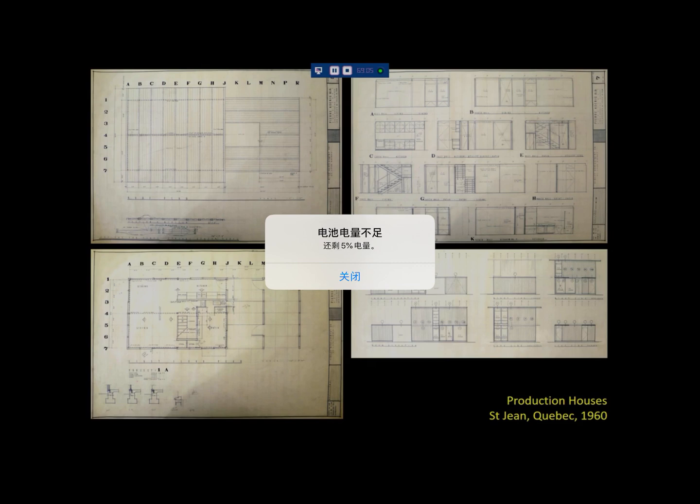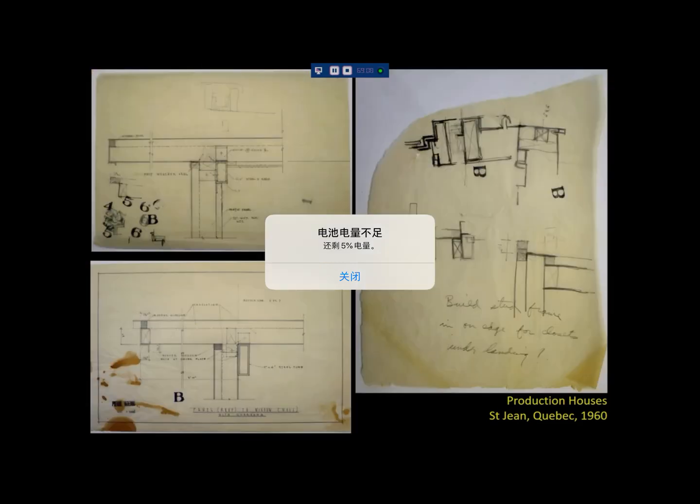Rough drawings, pencil drawings, comments on the right. Build stud frame in on edge for closets under landing. He's trying to get his rubber stamp to work. There are lots of numbers stamped there on both sides of the sheet. B, B, B. It's what you get in an architect's office. These are sheets of tracing paper. These are in the archive. They're stained with what? Coffee, maybe, glue, sweat, blood.